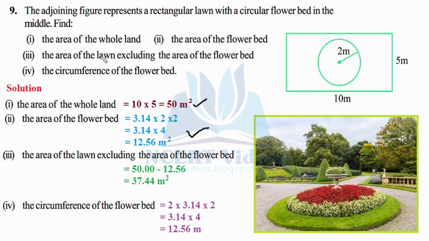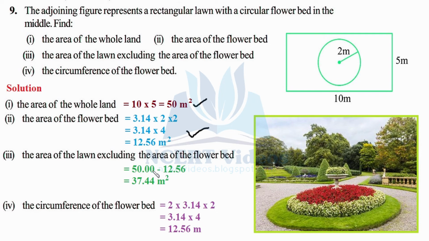Third, the area of the lawn excluding the area of the flower bed. So we have to find this area. Excluding this, we have to eliminate this thing. So that will be complete minus the area of this. We have already found that. That is, complete is 50 meters square minus the area of the circle, 12.56, subtract it. Why have we written it as 50.00? In order to ease our calculation, we can subtract here itself.